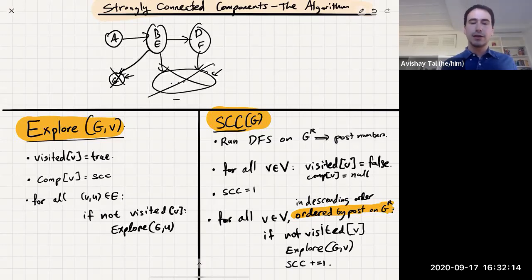We proved that when we do the DFS on the reverse graph, the vertex with the highest post number would be in a source of the reverse graph, or equivalently in a sink of the original graph. And this was regardless of the order, right?